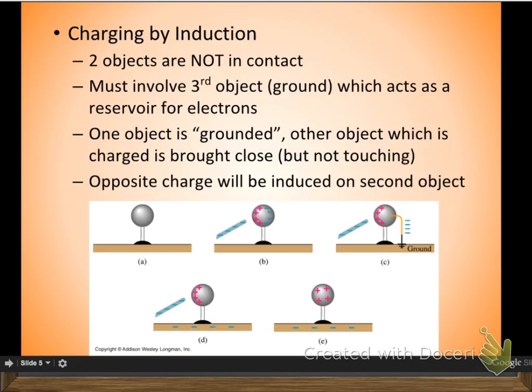We had conduction charging, now we've got induction charging, and here we have two objects that are not touching. So you have to have a third object, and we call that ground. How many of you know where the ground stake is around your house? How many of you have ever seen a ground stake? It's up to like a 4-foot chunk of solid metal that gets driven into the ground, and it grounds your electronics.